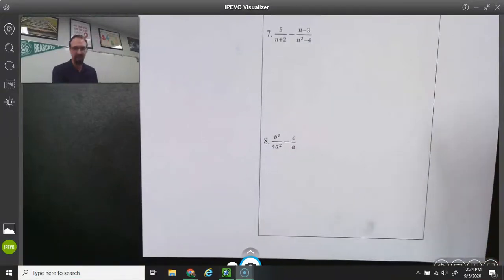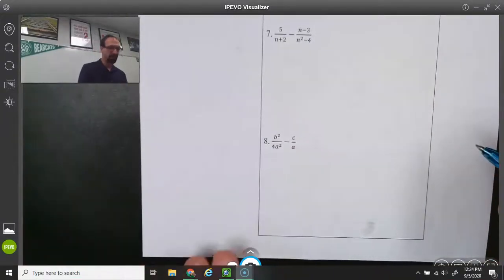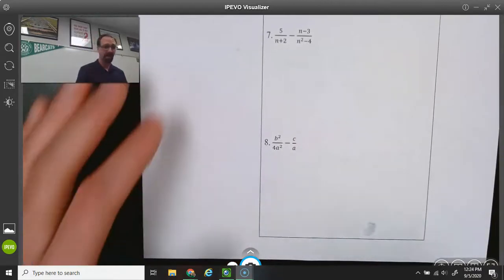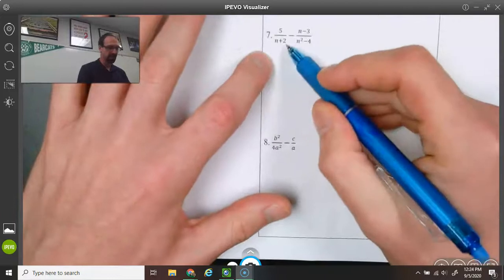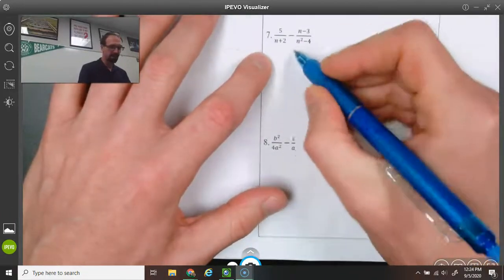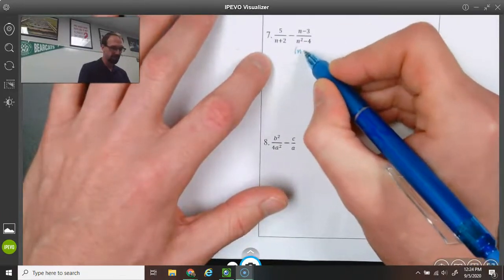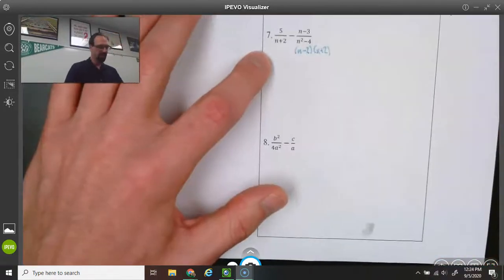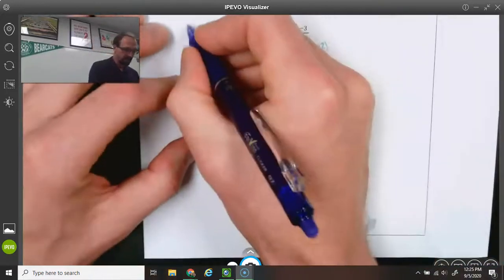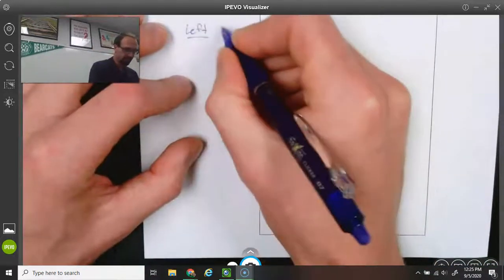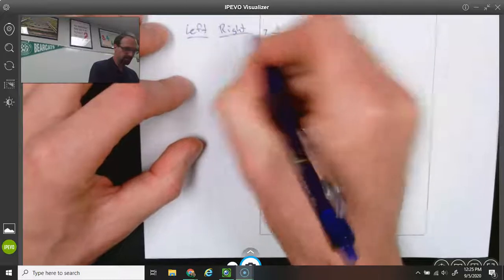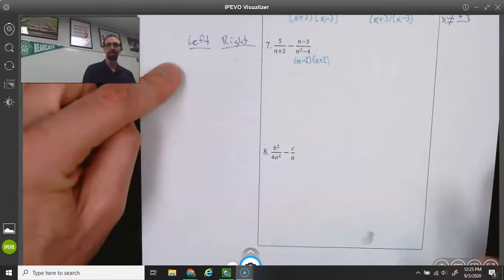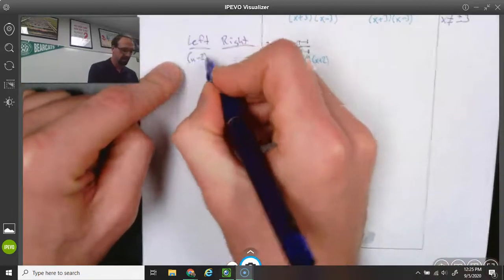So with example 7, here we've got 5 over n plus 2 minus n minus 3 over n squared minus 4. Again, we're going to factor each of these. So if I factor n plus 2, it's n plus 2. If I factor n squared minus 4, that's a difference of squares. That's going to give me n minus 2 and n plus 2. So again, off to the side, what I'm going to write out is what the left side needs and what the right side needs. So left and then right. So then, looks like my left side needs the n minus 2, and the right side needs nothing.